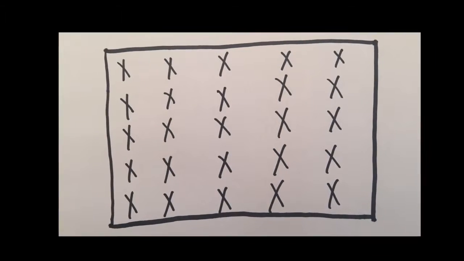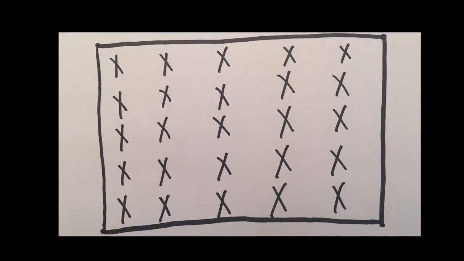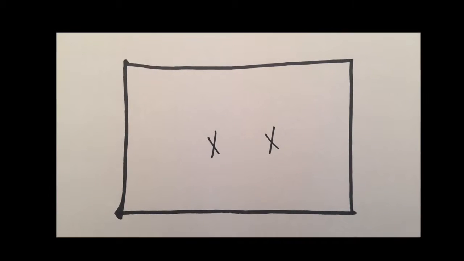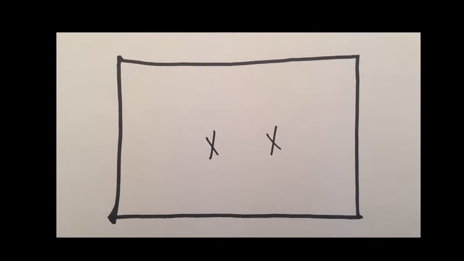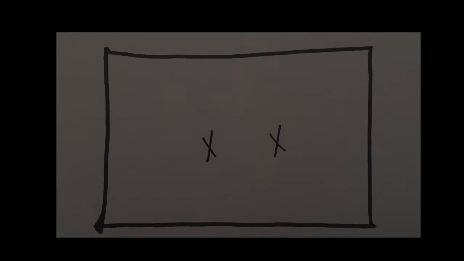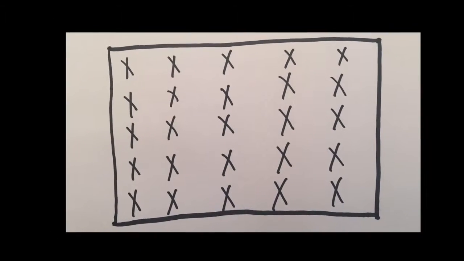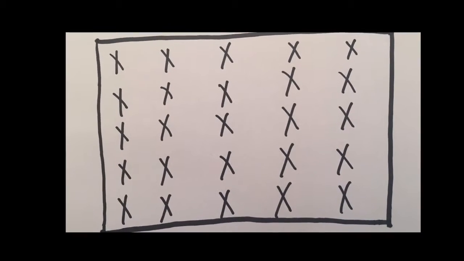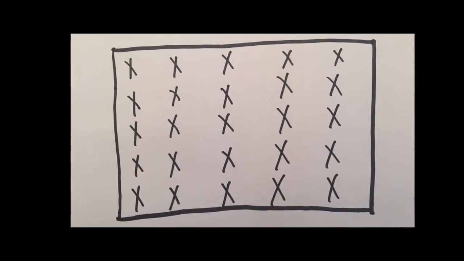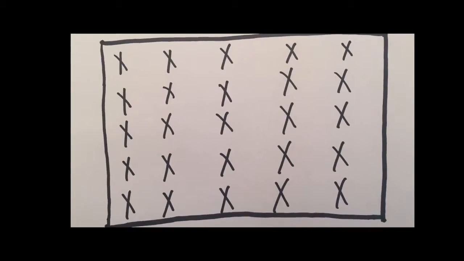Think of a room with 25 people in it. Now think of the same room with only 2 people in it. In the room with 25 people, the people are more tightly packed together than in the room with only 2 people. Therefore, we would say that the room with 25 people is more dense than the room with 2 people.